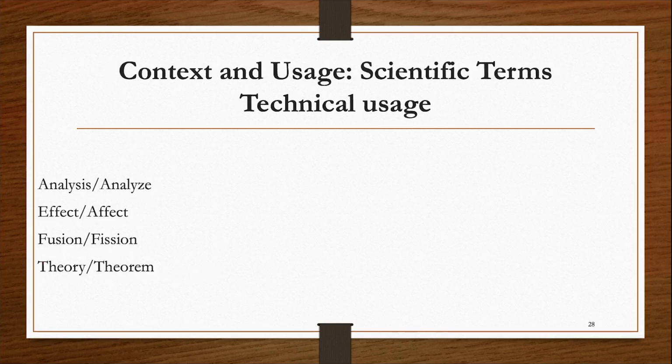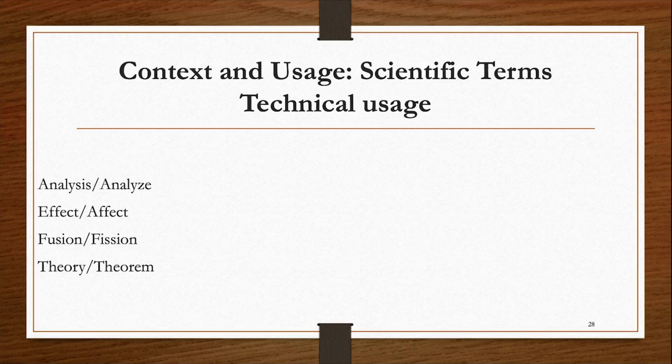Okay, some scientific terms, technical terms basically, that we often use. Analysis, analyze. Analysis is a detailed examination or study of something. It's a noun. The analysis of the data revealed significant trends in the current marketing patterns of Gen Z. On the contrary, analyze is the act of examining or breaking something down into parts. It's a verb. We need to analyze the results carefully.